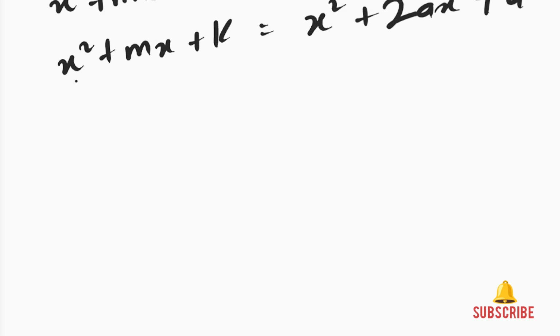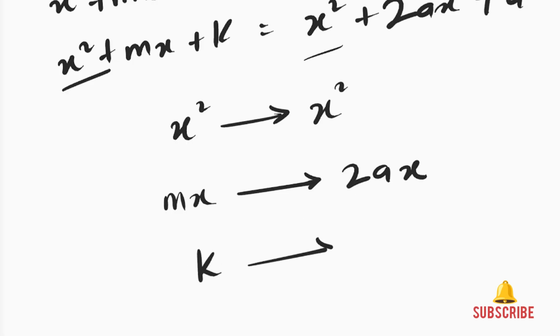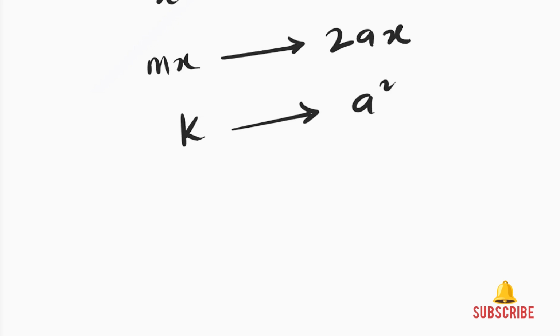x squared are common, so you can write it out. x squared is still the same as x squared. Then we have mx is still the same as 2ax. Then we have k is the same as a squared. Now we know that, okay, fine. The first side is balanced. Now let's balance the second side.